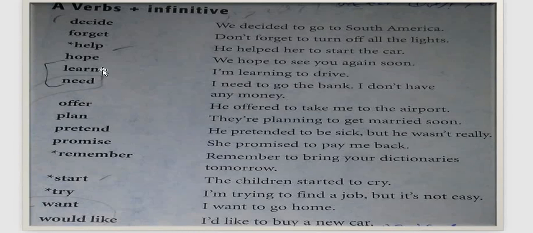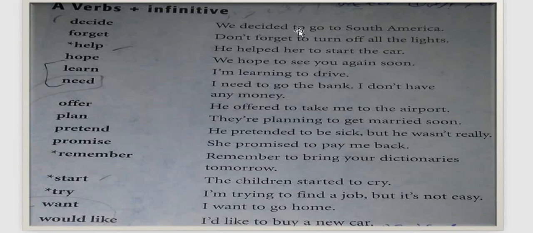Okay, look here. Verb plus infinitive. الأفعال زائد مصدر. Okay, زائد infinitive, it means to. Verb plus infinitive to. To زائد الفعل. If you look here, with these verbs we always use to after them. Decide, forget, help, hope, learn, need, offer, plan, pretend, promise, remember, start, try, want, would like. Always we use to after them.